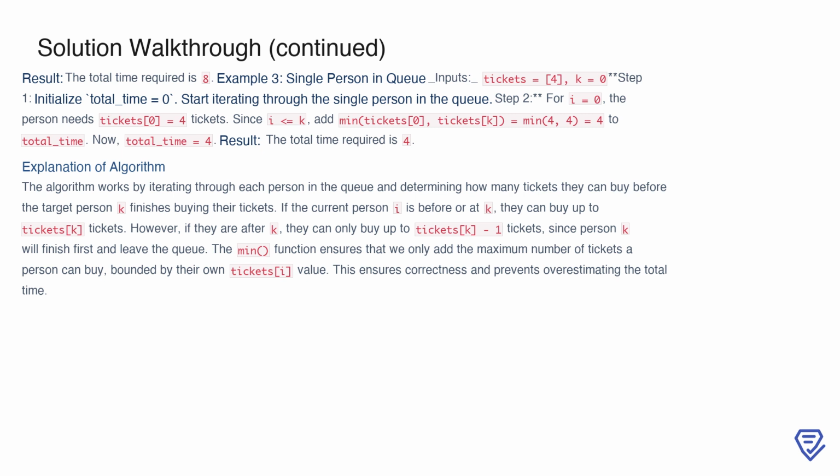Finally, let's summarize how the algorithm works. The key idea is to iterate through each person in the queue and determine how many tickets they can buy before the target person k finishes. For anyone at or before position k, they can buy up to tickets[k] tickets, while those after k can only buy up to tickets[k] - 1, since k will leave the queue first. The min function ensures that we never exceed the number of tickets a person actually needs, ensuring the calculation is both accurate and efficient. This systematic approach ensures we calculate the total time correctly for any scenario.